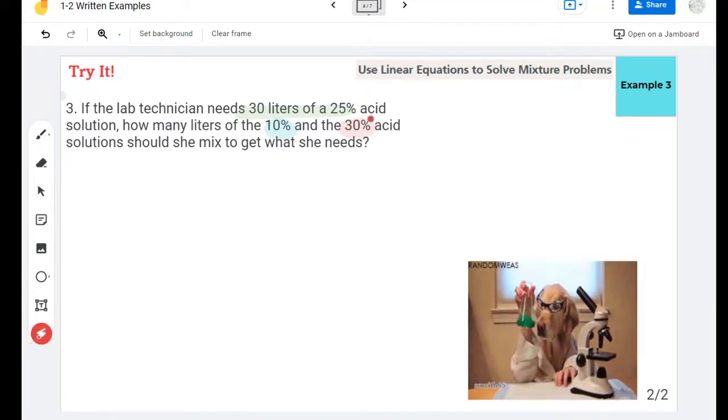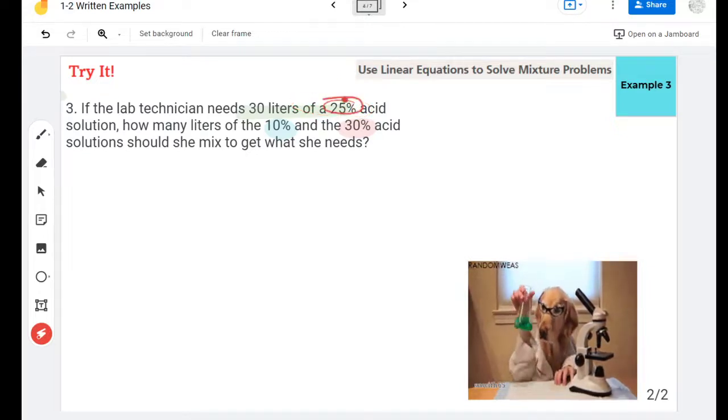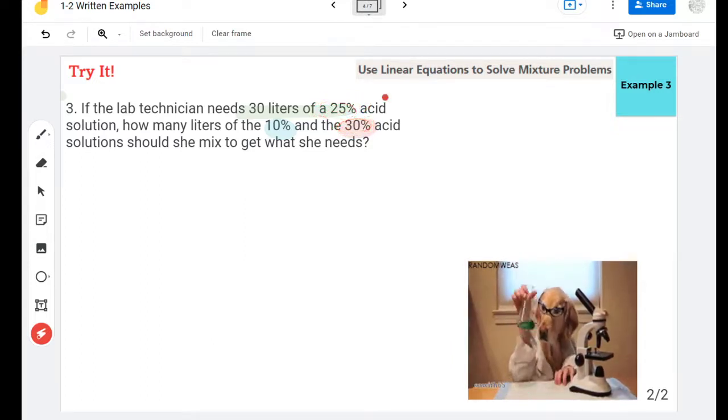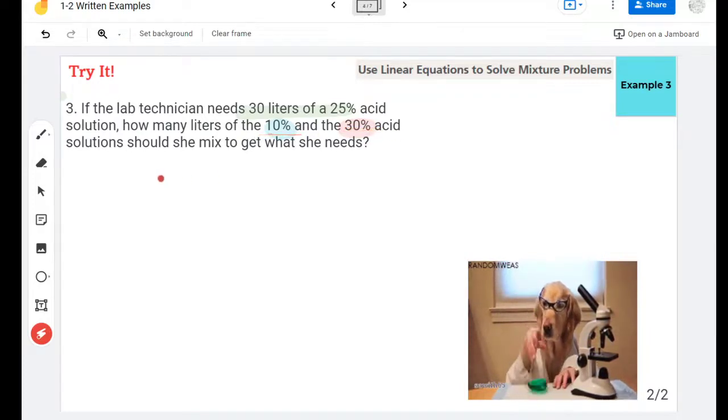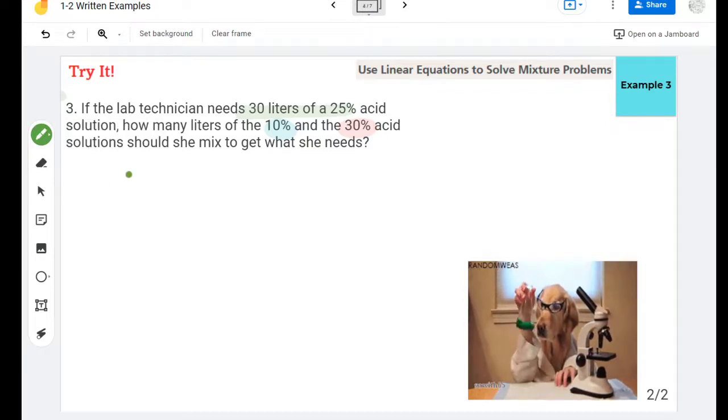So now notice this percentage for the acid that I need, or that I want, I should say, that's higher, so it's closer to 30%. So I most likely need more of the 30% acid than the 10% acid. So that's a thing to be aware of to help you check yourself.